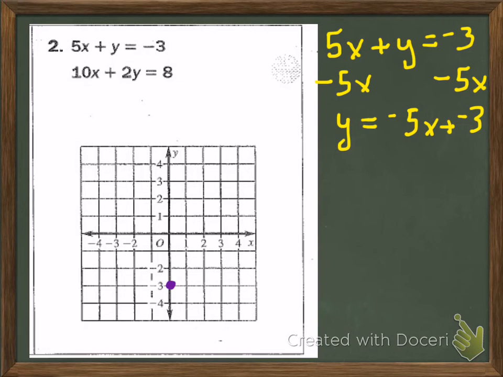Now that would tell me to go down 5 over 1, but I can't go down 5 on my graph and fit it. So that means I'm going to go up 5 and to the right 1. Remember, I just reverse things when I need to go backwards to fit the graph on the picture. And draw my line.